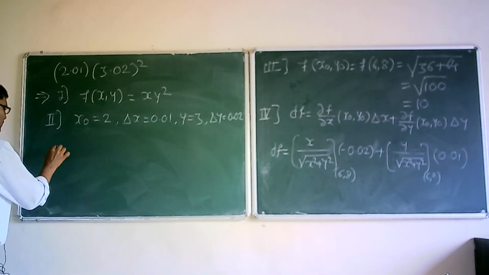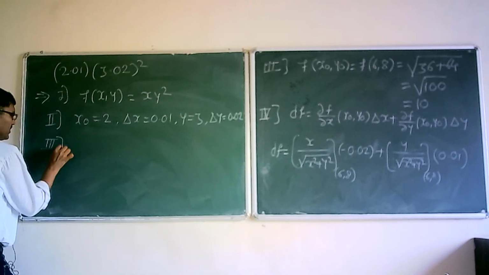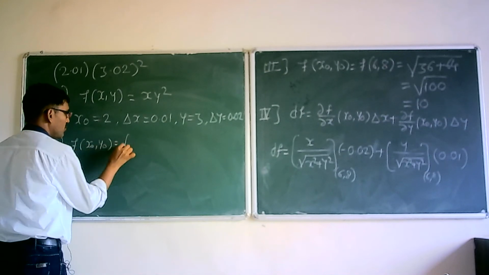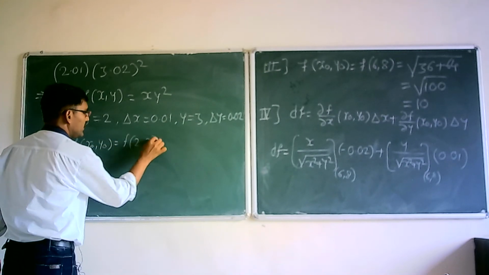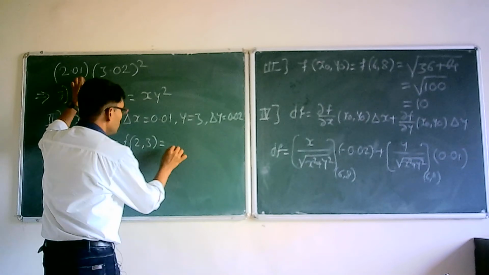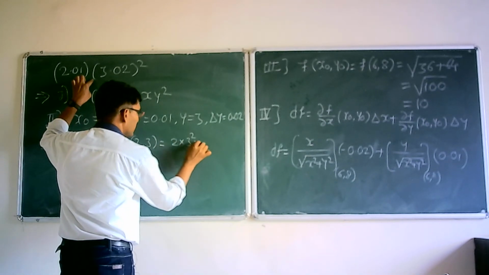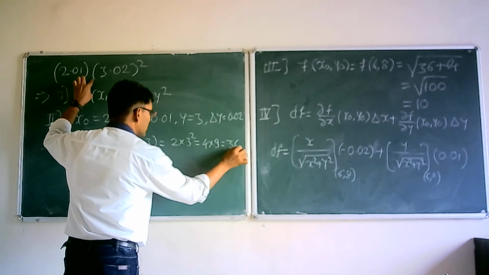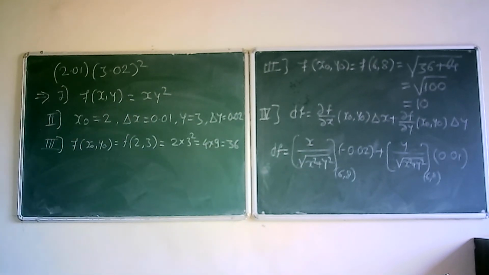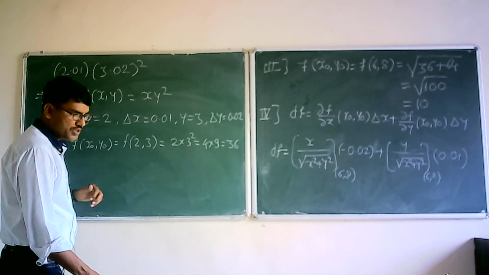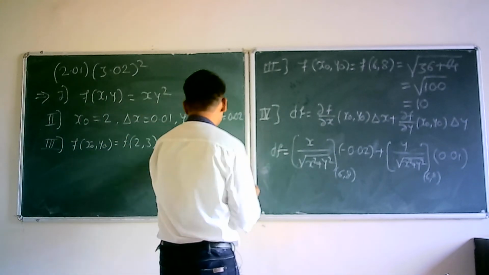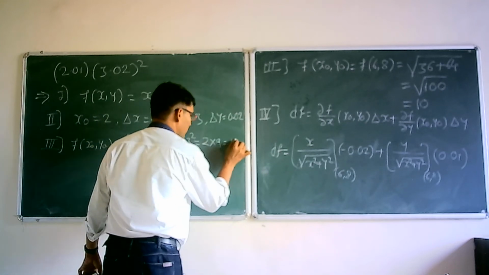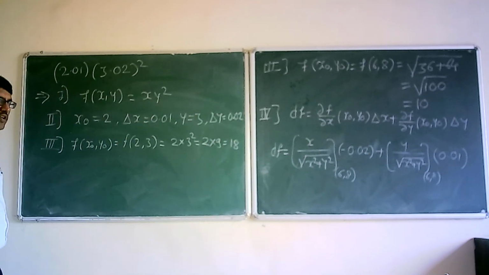So what is step number 3? Here we want to determine f of x0 y0. What is f of x0 y0? It is f of 2 3 and it is equal to 2 into 3 square, so it is equal to 2 times 9, it is equal to 18. Not 2 square, it is only y square.